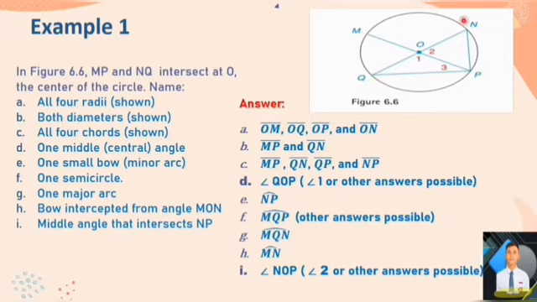The next is one major arc, and in figure 6.6 the major arc is MQN. The next is the arc intercepted by angle MON, and in figure 6.6 the arc intercepted by angle MON is MN. And the last is the central angle that intercepts NP, and in figure 6.6 the central angle that intercepts NP is angle NOP.